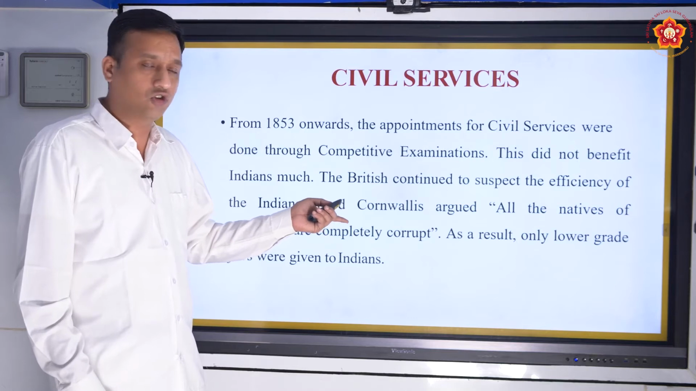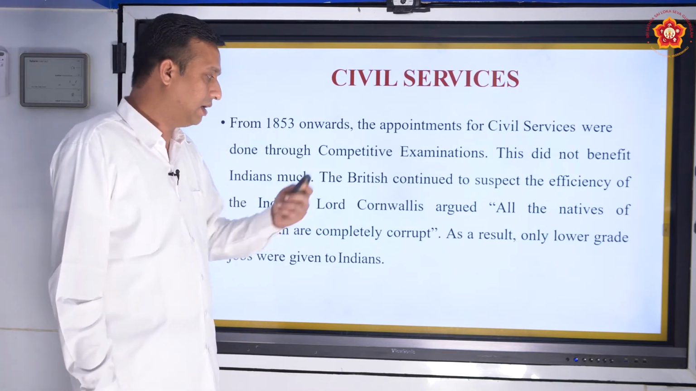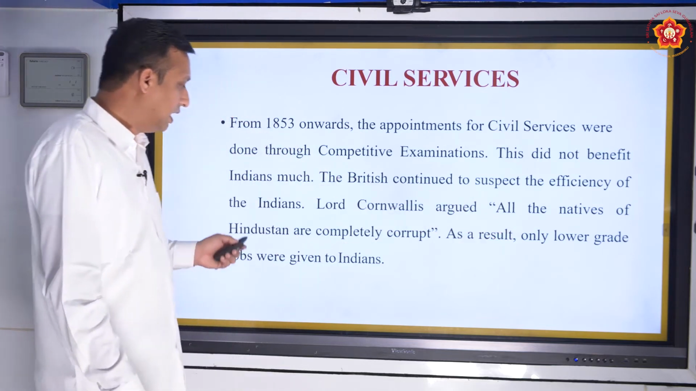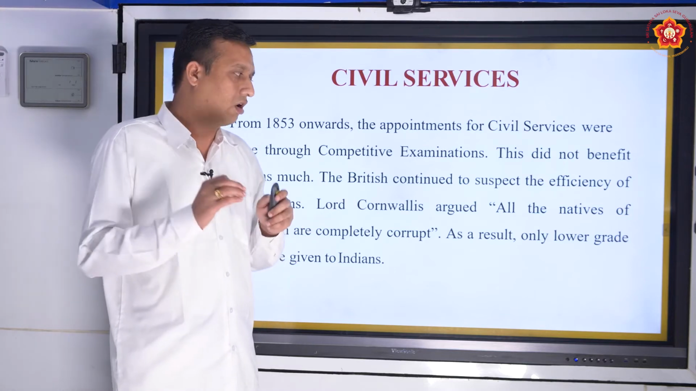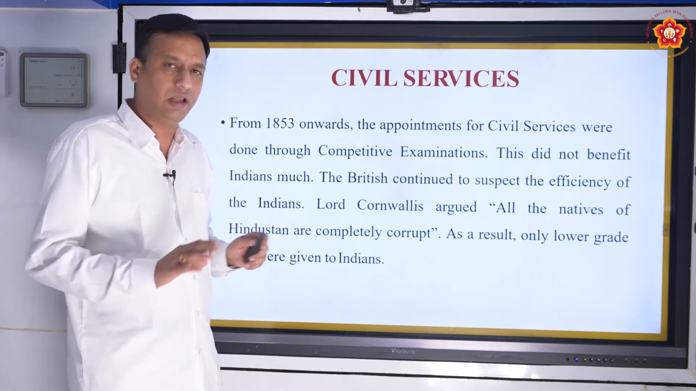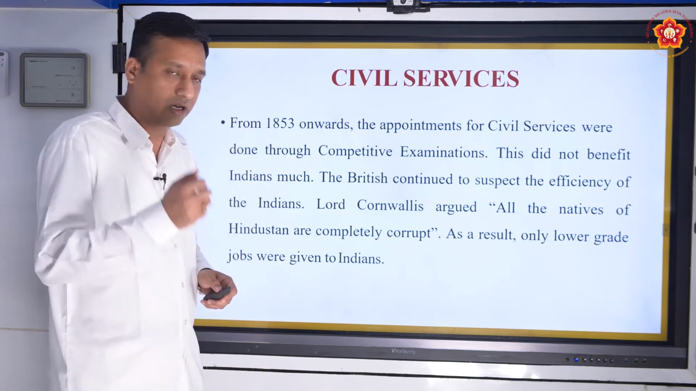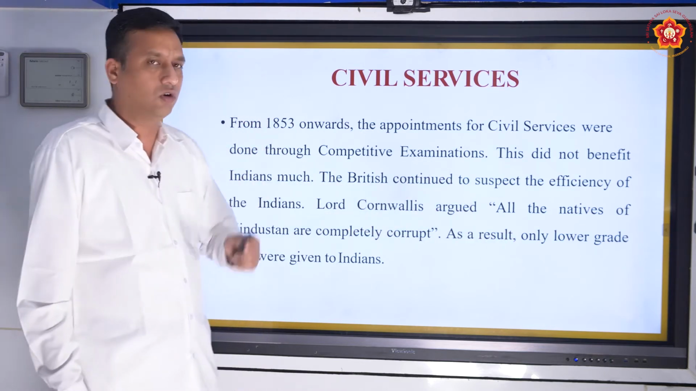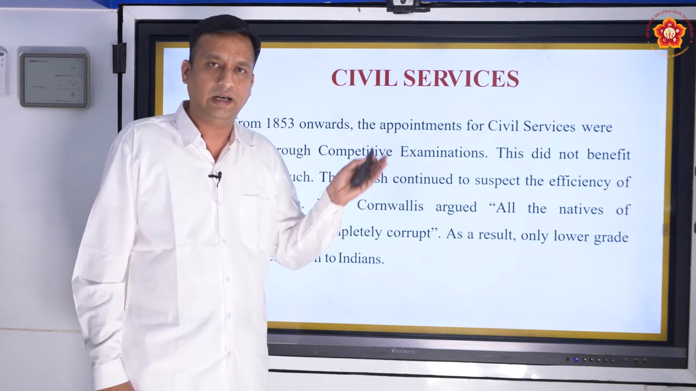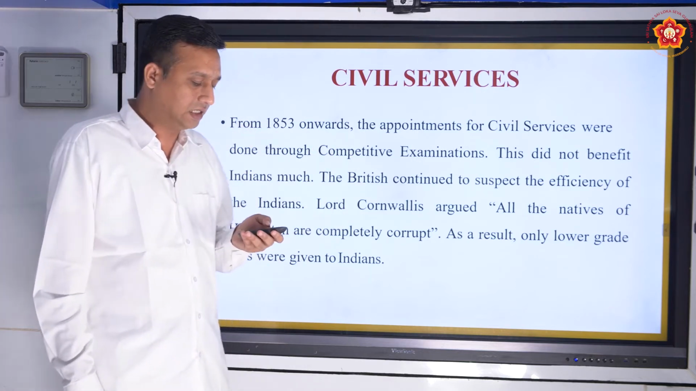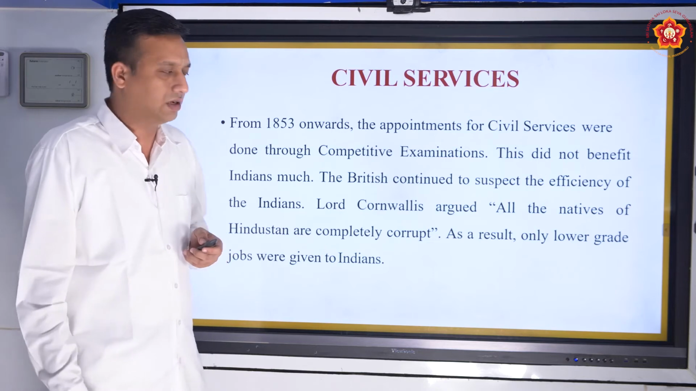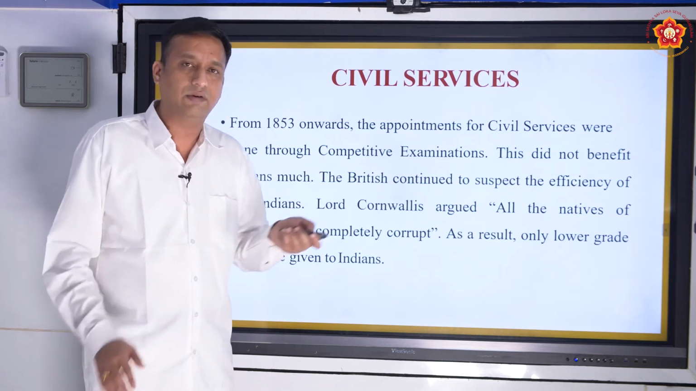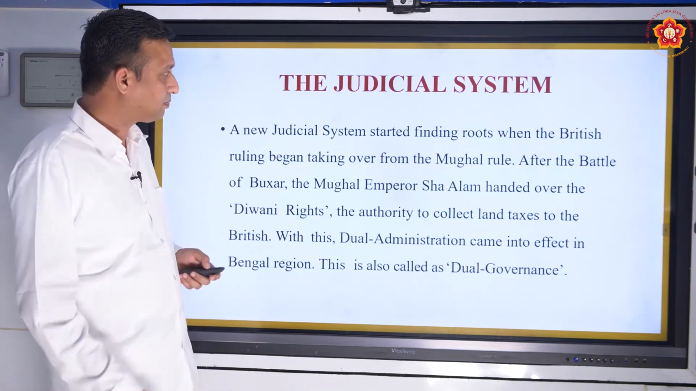This can be understood by this statement of Lord Cornwallis, who said that all the natives, meaning Indians, of Hindustan are completely corrupt. So according to Cornwallis, all the Indians are corrupt, inefficient, good for nothing. This is the mentality. And who are capable? Only the British are capable. As a result, only lower grade jobs were given to Indians. All the high posts were handled by the British officers, and the lower grades, like clerical and peons, were given to Indians, just to please them.